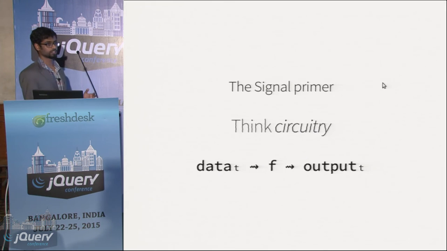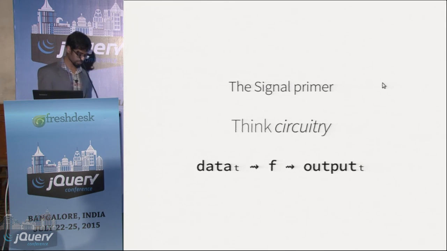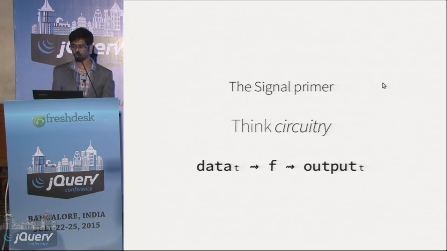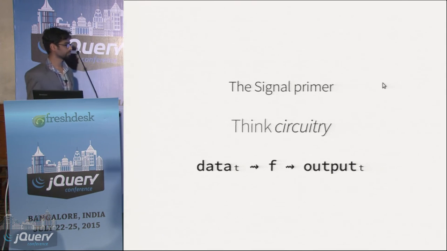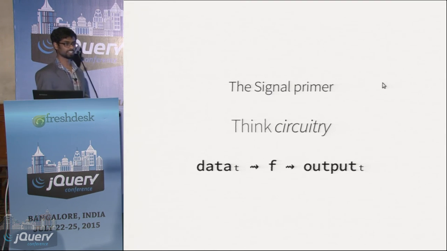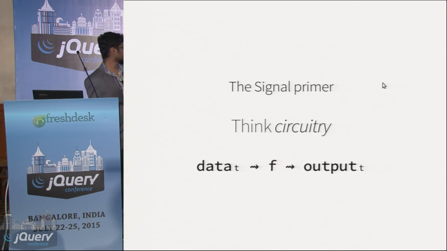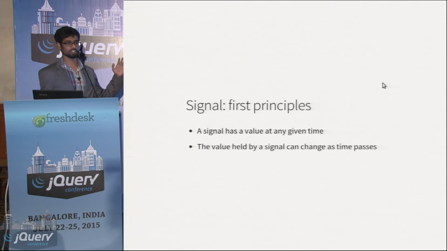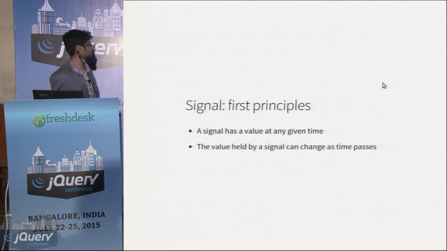FRP in Julia and Elm is based on this type called signal, OK? I'm going to briefly introduce what signals do. They're like reactive extension observables that you saw in the keynote, but slightly different. So we want some data which varies over time, apply some function to it, and then show it as the output. That's what we want to do, at a very high level, right? So think of signals as signals in circuitry, right? That's a very good model to start off, I think.